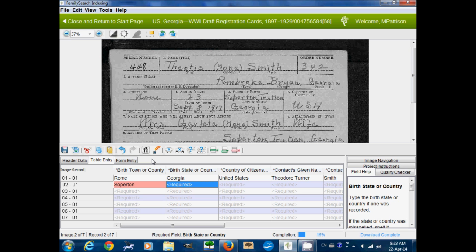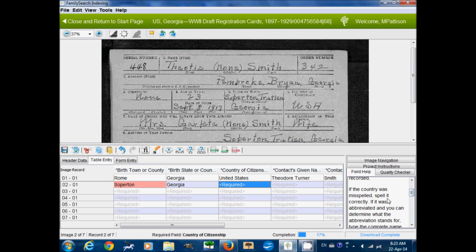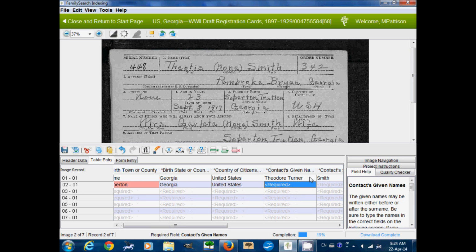Okay, going on, Georgia, country of citizenship. That's over here, and it says USA. In this project, if you look at the field help, you'll see that it says if the country was misspelled, spell it correctly, and if it was abbreviated, and you can determine what the abbreviation stands for, type the complete name. So in this case, USA is expanded to United States, not United States of America, just United States. That's pretty standard for these indexing projects.